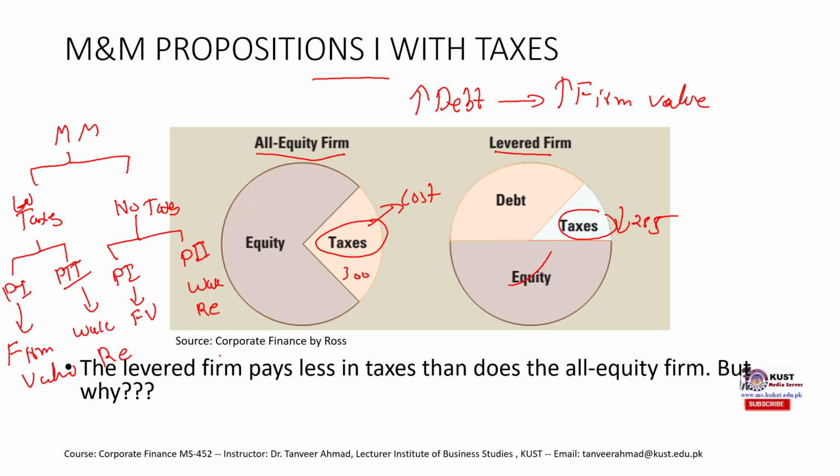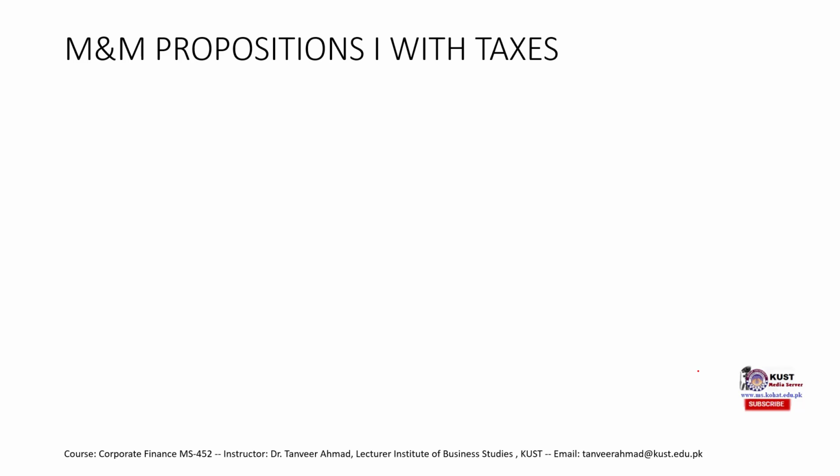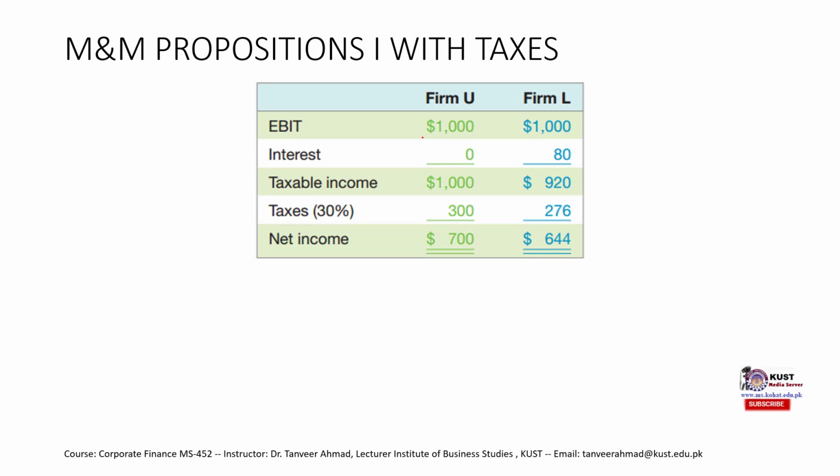So the leveraged firm pays lesser taxes than the all equity firm. And why? We are going to demonstrate it using this example. We have firm U, which we call the unleveraged firm, and there is a leveraged firm. So this firm does have debt in its capital structure. This firm is with no debt.